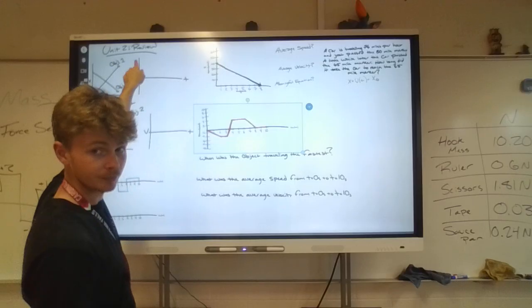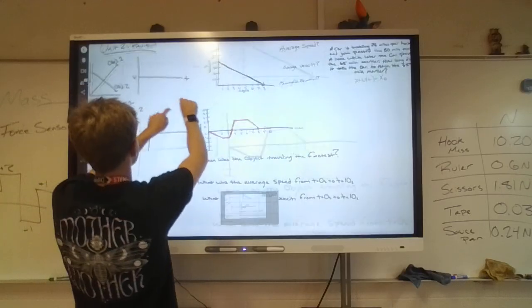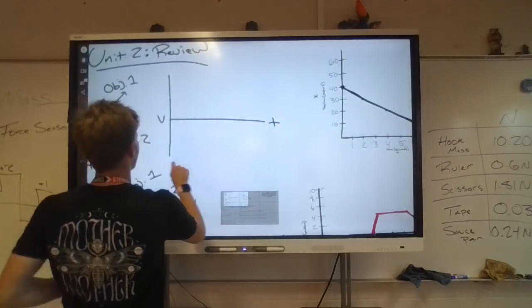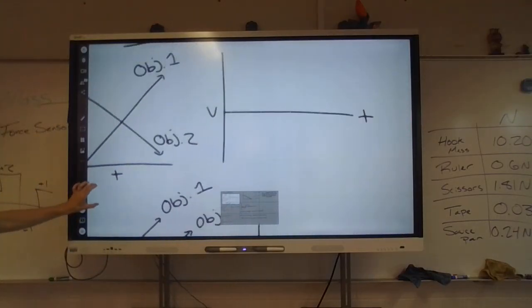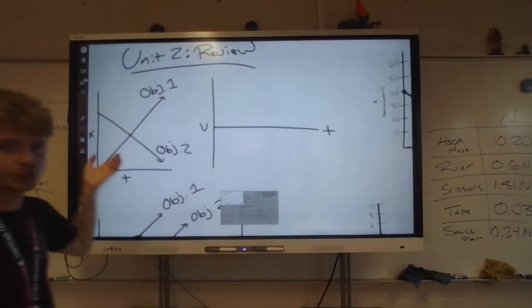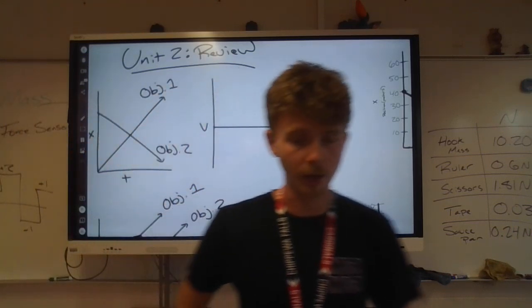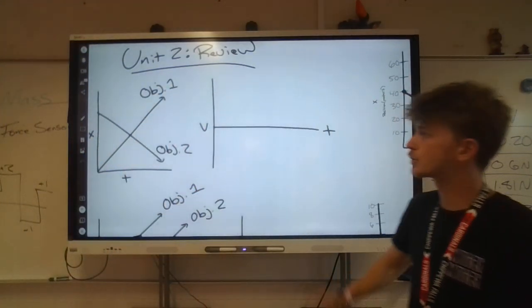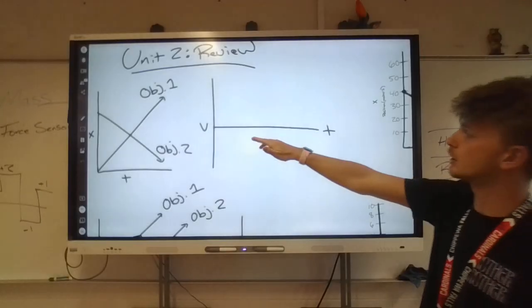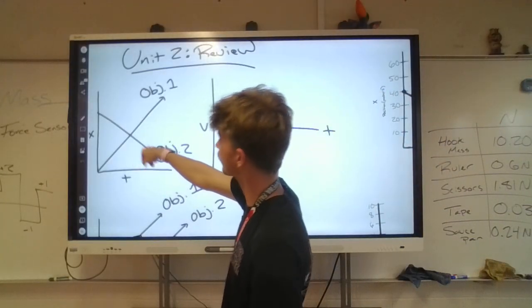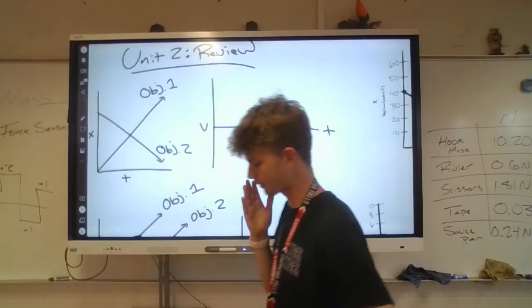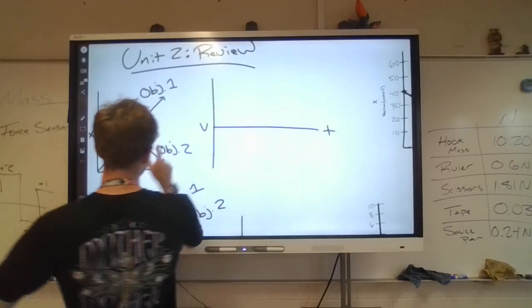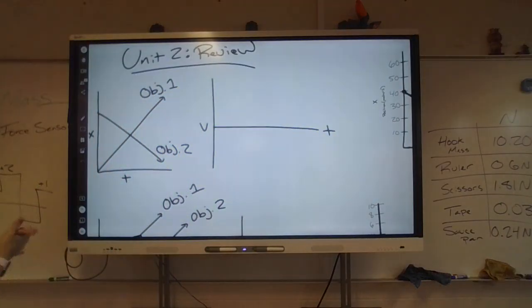I'm going to start up here where I said Unit 2 review. That's going to be our starting point. And the first thing we started with this unit was relating to position over time graphs. First, I'm going to highlight this graph over here. This is a position over time graph. It's covering information based on two objects, object 1 and object 2.